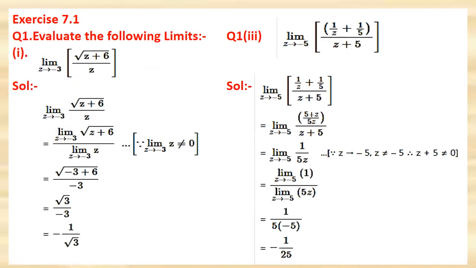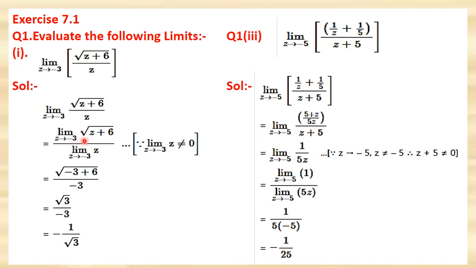Now let's solve the sums of exercise 7.1. Question number 1. Evaluate the following limits. First one, limit z tends to minus 3, root of z plus 6 upon z. Here the function is root of z plus 6 upon z.